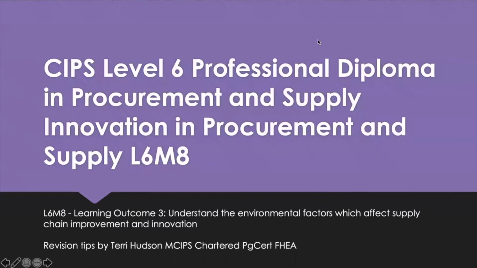Hello and welcome to revision tips for CIPS Level 6 Professional Diploma in Procurement and Supply. This is Module 8, Innovation in Procurement and Supply. And we're looking at learning outcome 3, which is to understand the environmental factors that can affect supply chain improvement and innovation.